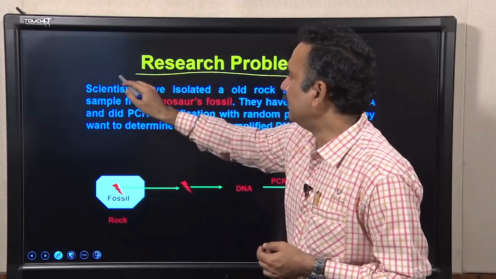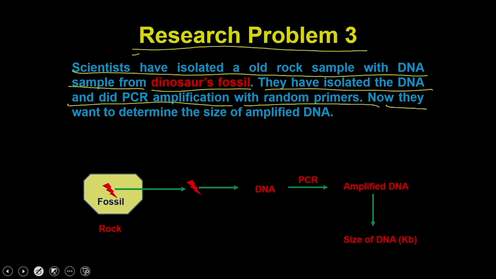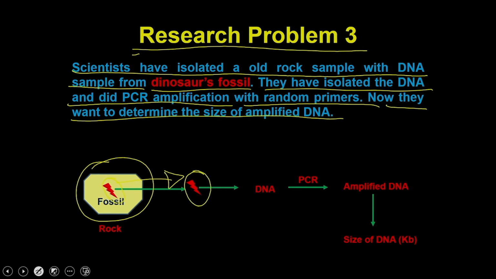So, the next problem is that scientists have isolated an old rock sample with DNA from a dinosaur fossil. They have isolated the DNA and did PCR amplification with random primers. Now, they want to determine the size of the amplified DNA. So, what they have done is they have isolated an old rock, and that old rock contained a small dinosaur fossil. They isolated this particular fossil, and with the help of some advanced techniques, they were able to isolate a very small fragment of the DNA.